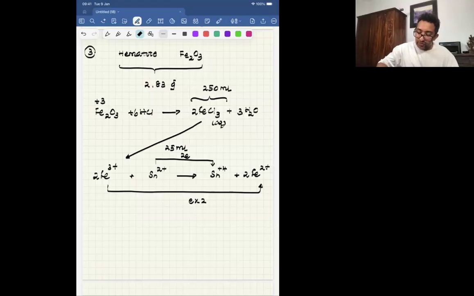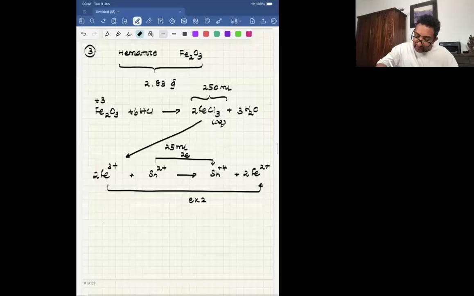This solution of iron 2, now you get Fe plus 2. That Fe plus 2, this solution of iron 2 present requires 26.4 milliliters of 0.02 molar potassium dichromate, K2Cr2O7. You use potassium dichromate to oxidize this. The concentration is 0.02 molar. The volume you need is 26.4 milliliters.